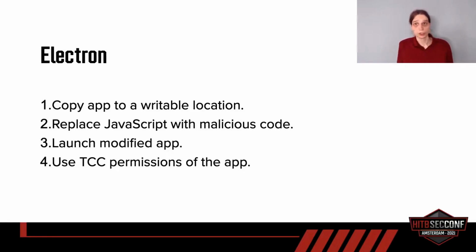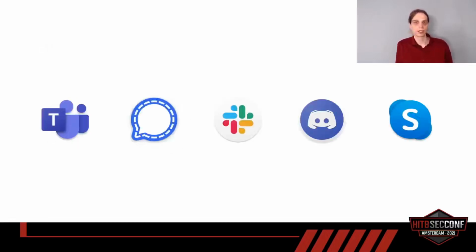Replace JavaScript with some malicious JavaScript. Launch the modified application. And now any TCC permissions that the user gave to that application are usable from your malicious JavaScript. And the code signing of macOS doesn't detect this. And as it happens, many of the Electron applications that you may have often require access to your camera or your microphone. So these are all applications that are written with Electron, and many users will have given webcam or microphone permissions to at least one of these.